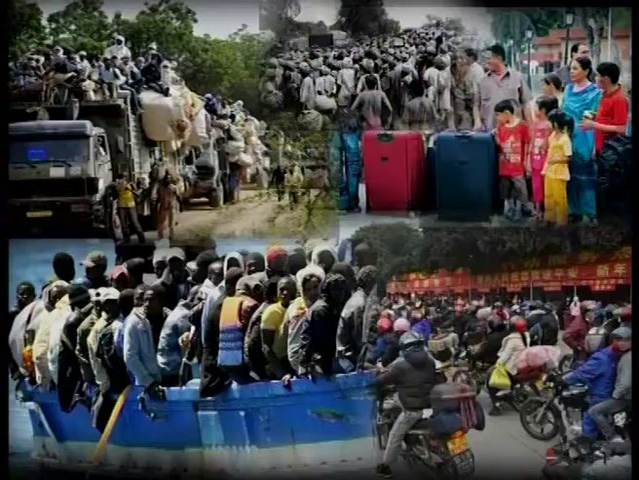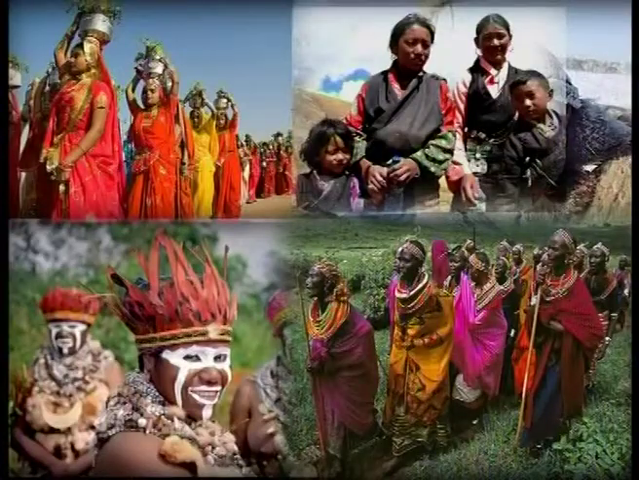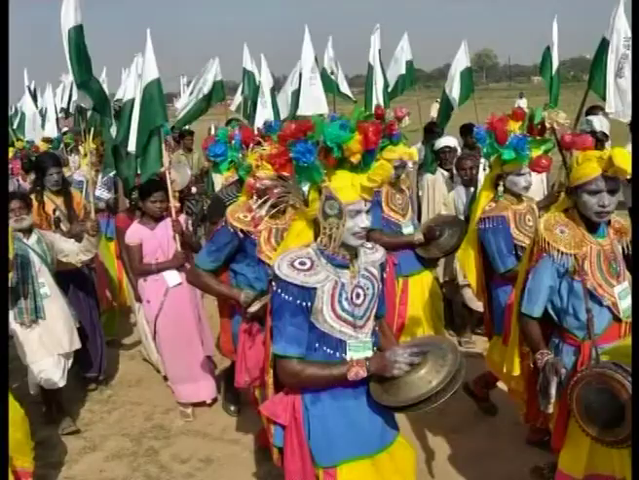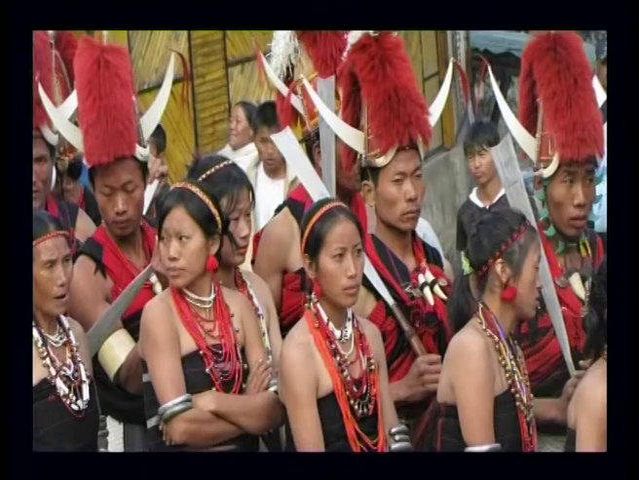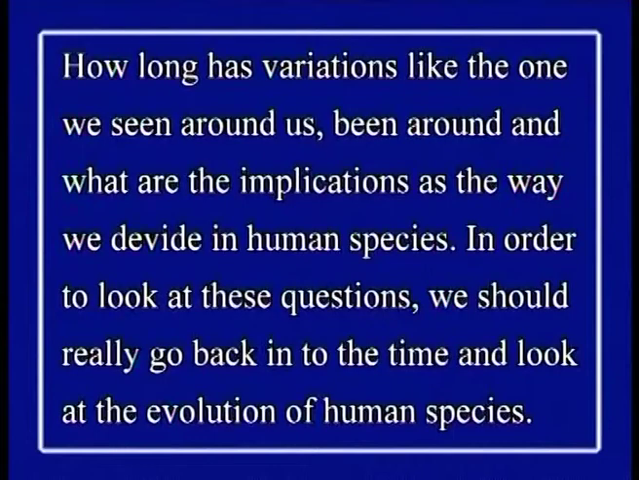Are there biological bases to human differences? Or is the concept of race merely a cultural construction? If race has a biological basis, how do these differences come about? How long have variations like the ones we see around us been around? And what are the implications of the way we divide the human species?